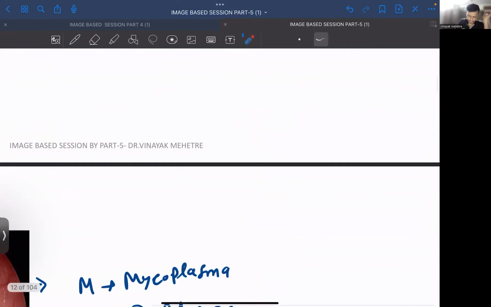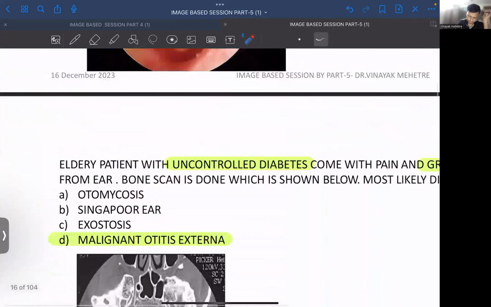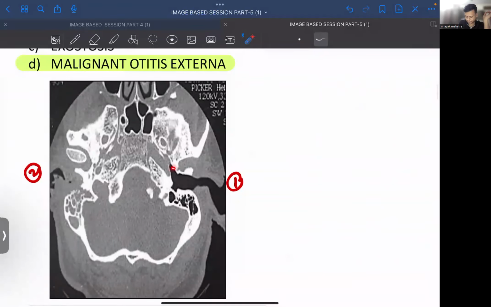Now take a look over here. Over here, you are able to see the external auditory canal. But take a look over here. Where is the rest of the part of the external auditory canal? The bones are gone, right? So the abnormal site is this one. What has happened? Bone बाहर आ रहा है ना, blackish greenish color discharge, right? So this is seen in malignant otitis externa.